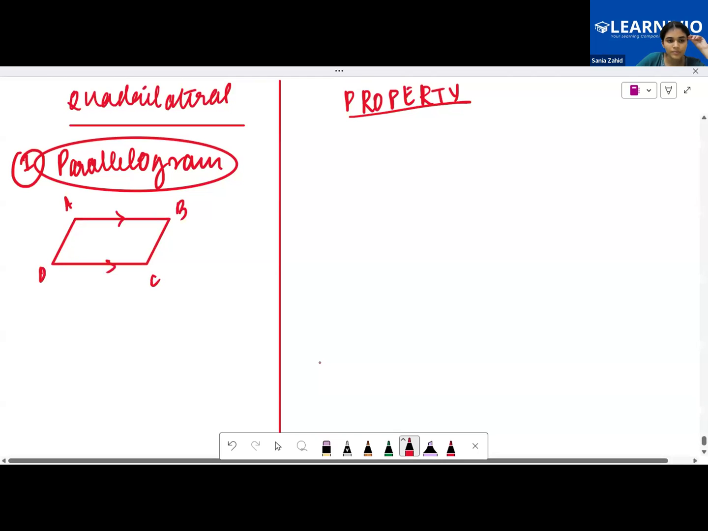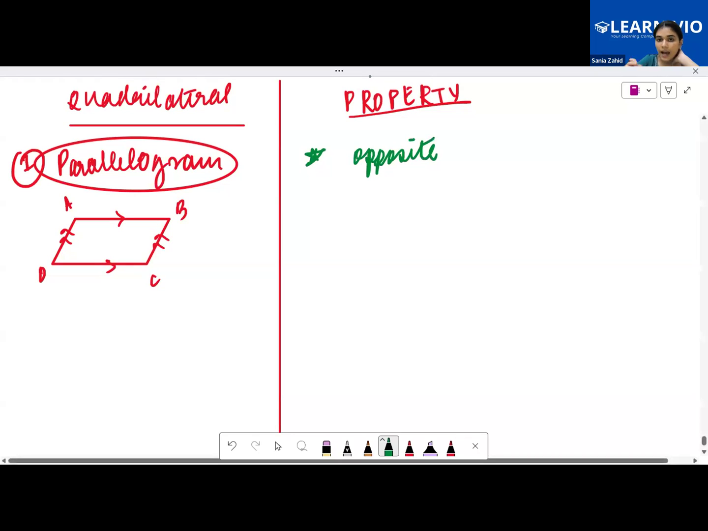Okay. It does look like this. Should we write the property? If you want, then you can note down this table as well. Ma'am, I know the properties of a parallelogram. Yeah, tell me what the properties are. Ma'am, opposite sides are parallel and equal.